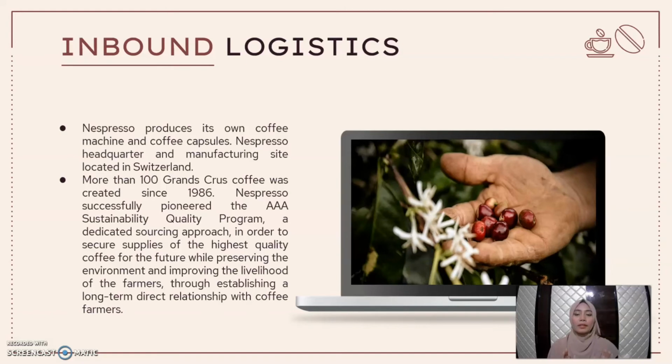More than 100 Grand Cru coffees have been created since 1986. Nespresso successfully pioneered the AAA Sustainable Quality Program, a dedicated sourcing approach in order to secure supplies of the highest quality coffees for the future while preserving the environment and improving the livelihood of farmers through establishing a long-term direct relationship with coffee farmers.